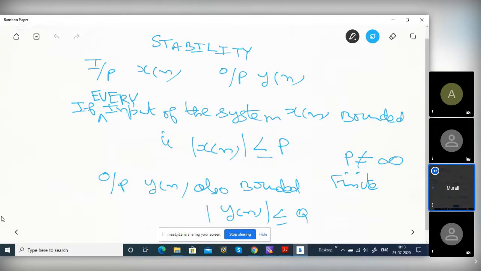Output is also bounded. See, input is less than or equal to mod of x of n. It can be either positive or negative, I took mod. Y of n output is also less than or equal to some value q. You have to tell the value. Output should never exceed q. If I prove that output can exceed q when x of n is less than or equal to p, then it is unstable.